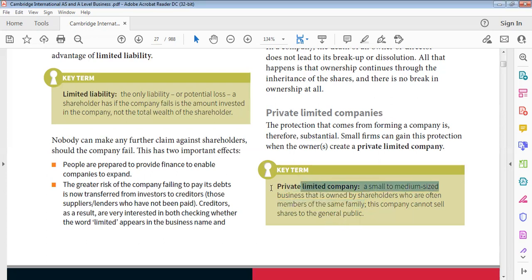Now, can you tell me what I told you about private limited company? Why is it called private limited company? It's because it only consists of the family members. Right, you can only sell shares to your family members. Yes, sir, if you're the owner you can select the people, even if it's not your family. Actually, you have to have some sort of connection.